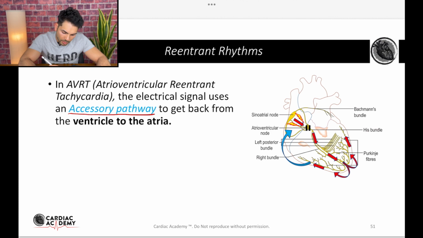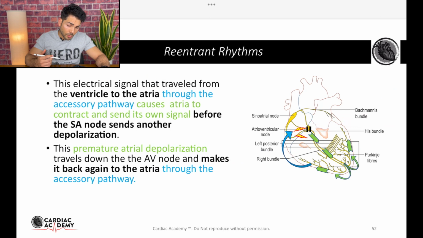And we can see that happening here. So it starts here at the SA node, goes into the AV node, travels down normally, and then goes back into the atria using this accessory pathway. Through this accessory pathway, this depolarization can travel back from the ventricle into the atria, and if the SA node is refractory, it can cause its own depolarization through a PAC.